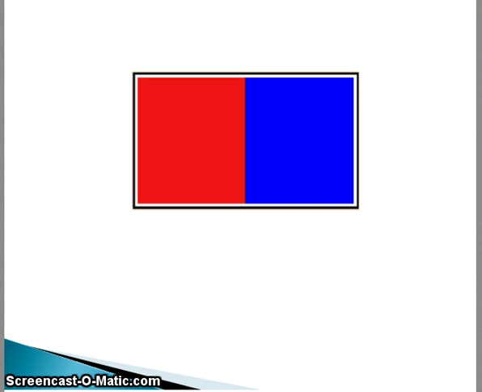All right, let's count our total parts again. We have 1, 2 total parts. How many are shaded red? 1 part is shaded red and 1 part is shaded blue. And those make up the whole rectangle. Okay, so that is a little lesson on fractions and parts of a whole.